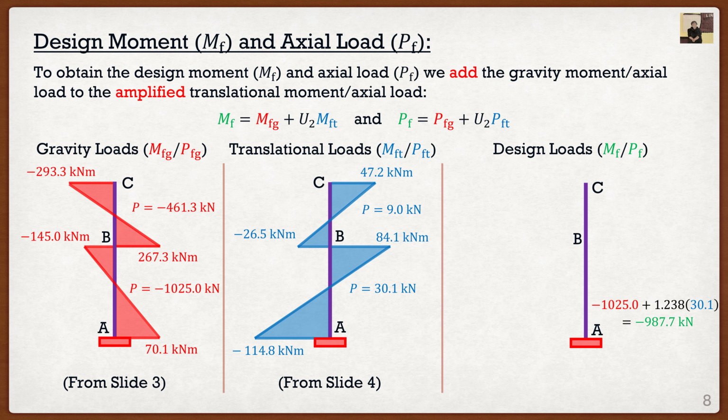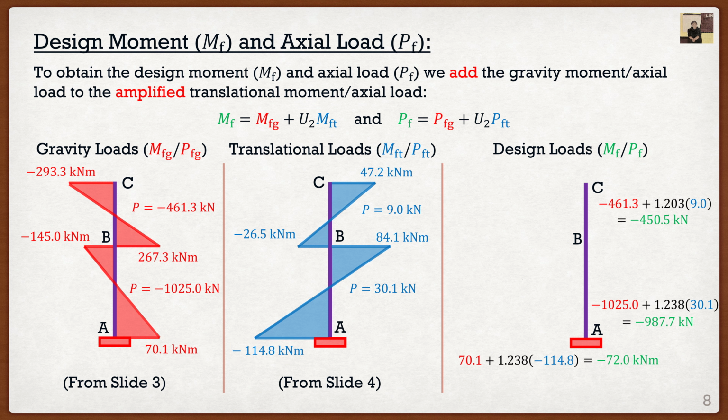From here, we can move up to column BC and find the axial load as negative 461.3 plus the magnified translational axial load, which was 9 kilonewtons, and we get our design axial load to be negative 450.5 kilonewtons. So that's going to be it for axial load. Again, nice and simple. We can move on to the design moments. So starting at the bottom at A, we know from our gravity load, our moment was 70.1, and then our translational moment was negative 114.8, which I have to amplify.